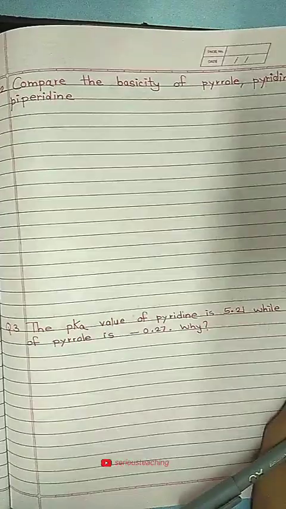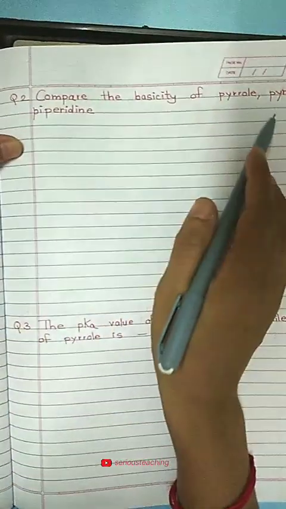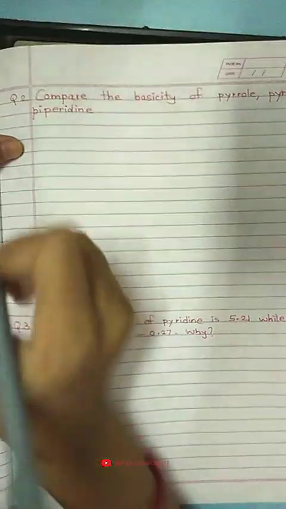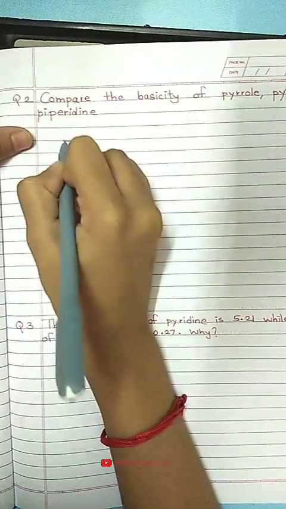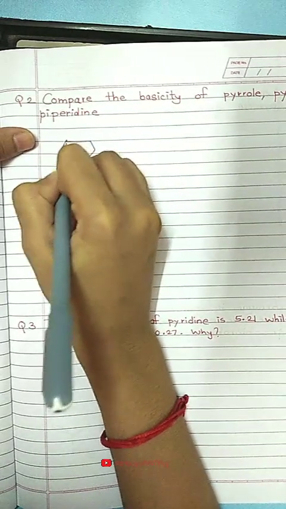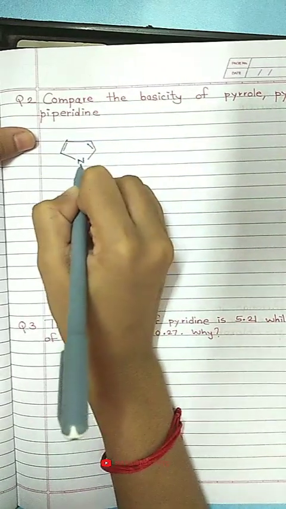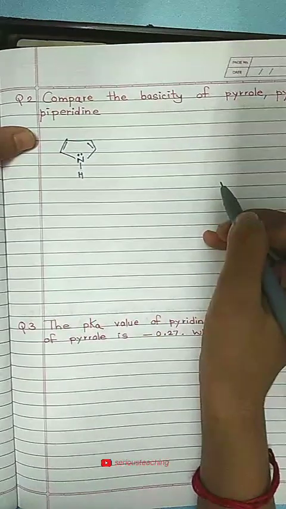In the next question, we have to compare the basicity of pyrrole, pyridine and piperidine. For that you should know the structures. What is pyrrole? Pyrrole is a 5-member heterocyclic ring containing a nitrogen atom. So this is pyrrole, where a lone pair of electrons is present on nitrogen.